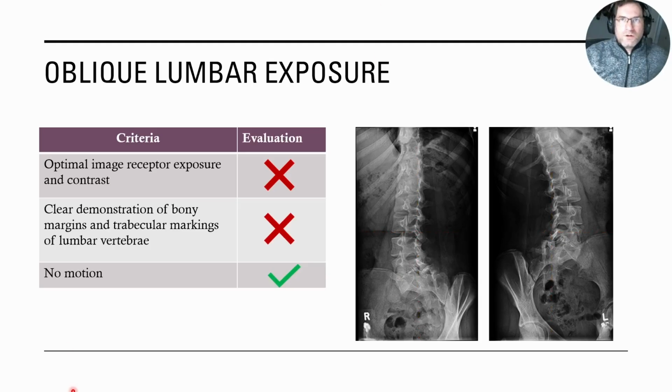So for our oblique lumbar exposure, we talked about this in the previous projection. Our exposure factors really aren't that great, and a lot of it is because of the collimation. Yes, we can see it, it's all right, but it could be a lot better. I believe if it would have been centered and collimated correctly, and probably the exposure factors, kVp and mAs, set down just a step, it probably would have turned out looking a lot better. But I did give it a plus for no motion.